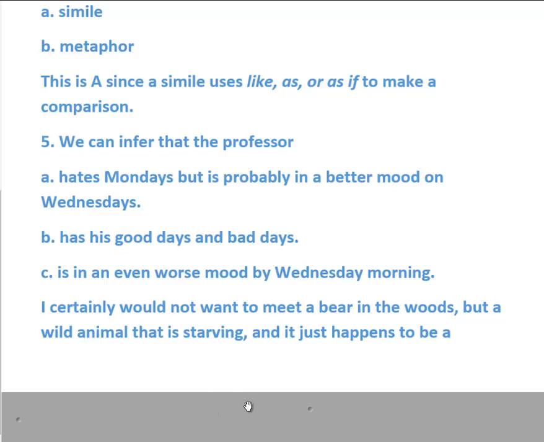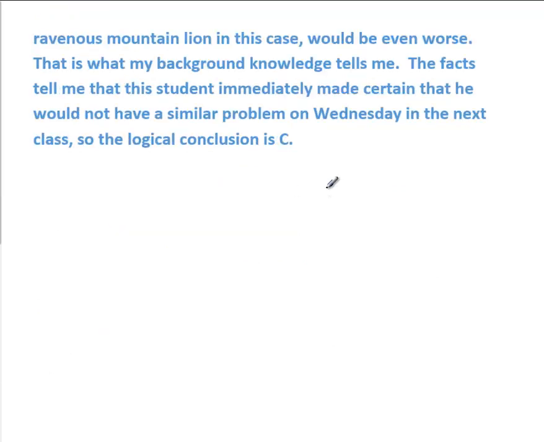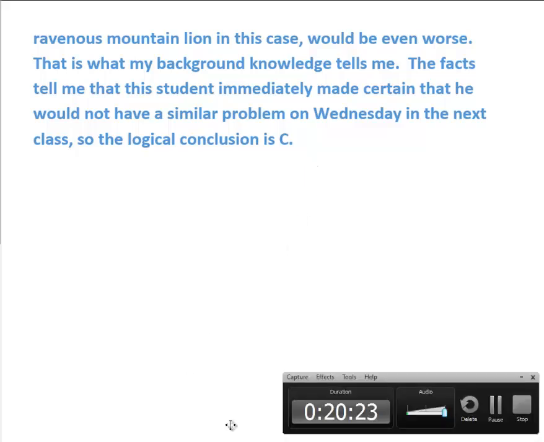I certainly wouldn't want to meet a bear in the woods, but a wild animal that is starving and just happens to be a ravenous mountain lion in this case would be even worse. That's what my background knowledge tells me. But the facts in the story told me that this student immediately made certain that he would not have a similar problem on Wednesday in the next class. So the logical conclusion there was the answer C.